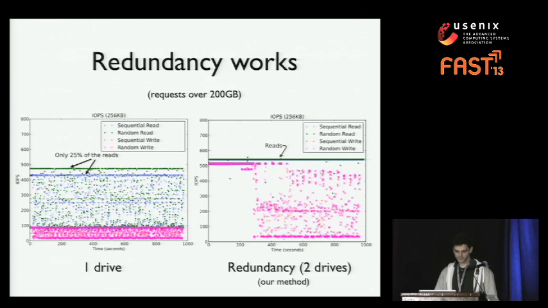So, some evaluation. On the left-hand side, you see the graph that I showed you before, which is using just one drive. The reads are all over the place, from 100 to 450 IOPS. On the right-hand side, I'd like to focus on the reads and see that it's a straight line, so we basically get a latency that is constant. The write throughput is twice as much because we perform each write on both drives, but from the perspective of the user, it's more or less the same as before.